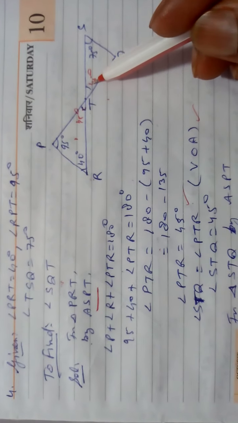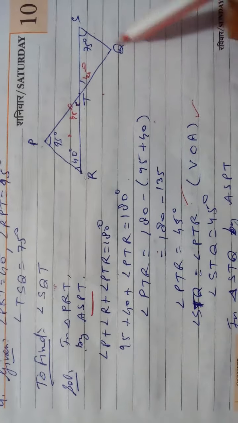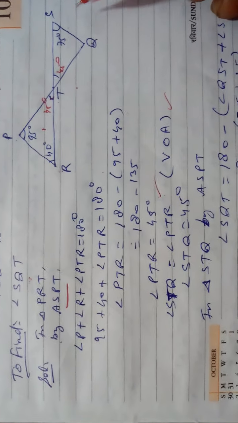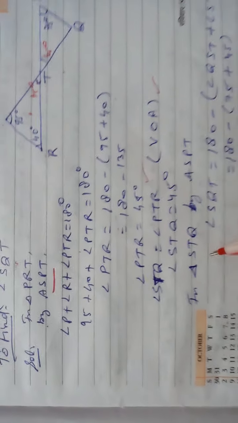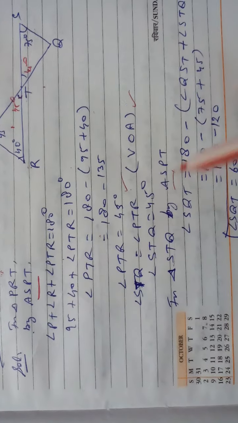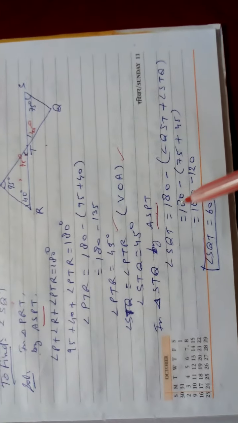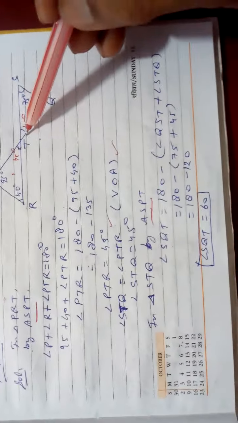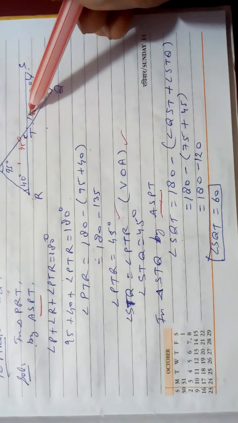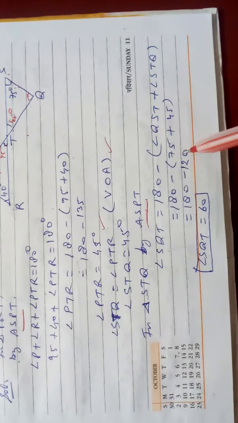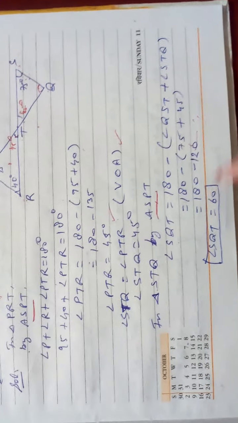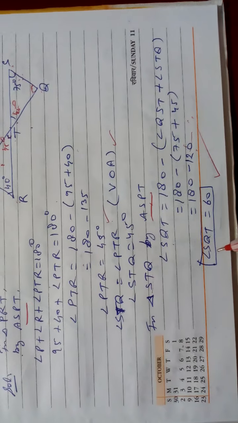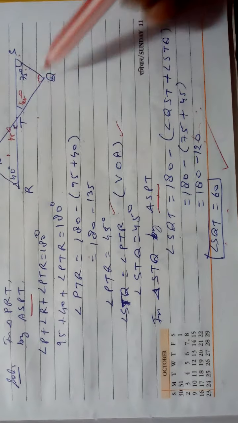If this is 45, then in triangle STQ you apply the angle sum property again and get the sum of the three angles. SQT equals 180 minus this plus this, 75 plus 45. 180 minus 120, so your answer is angle SQT equals 60 degrees.